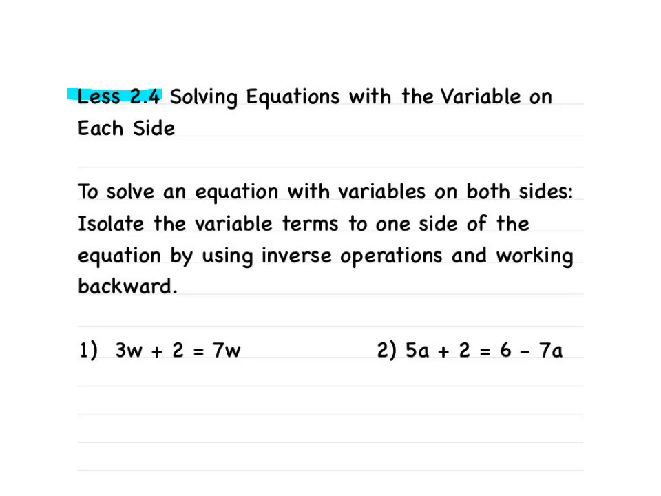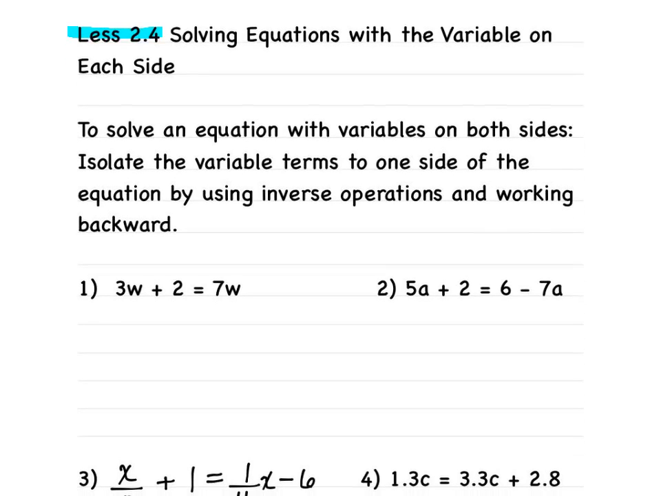Let's look at number 1. Write it down, please. 3w plus 2 equals 7w. Please note with me that we have two variable terms and they're not on the same side of the equal sign. If they were on the same side, we could just combine them and solve. But they're not on the same side of the equal sign. They're on opposite sides of the equal sign.